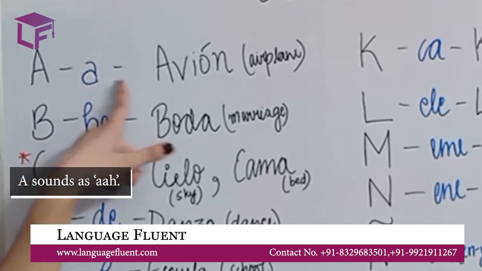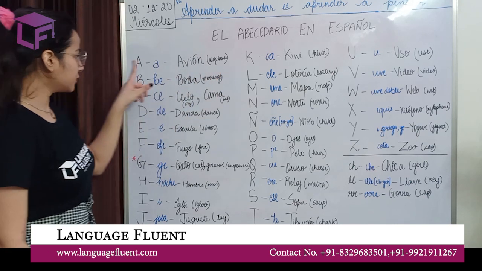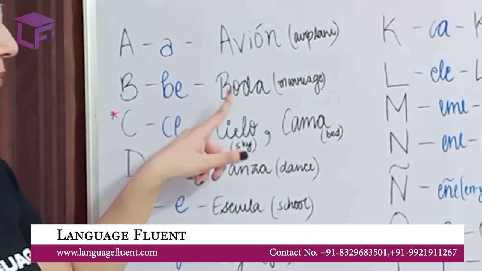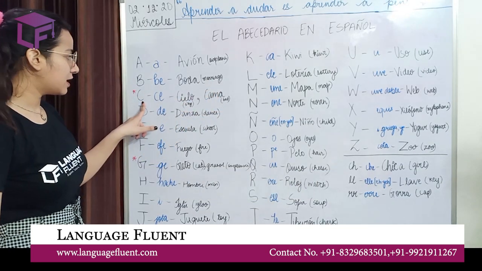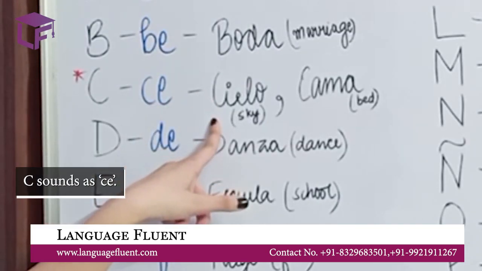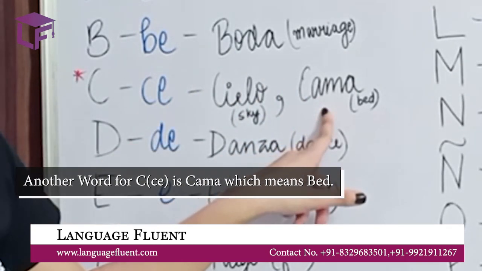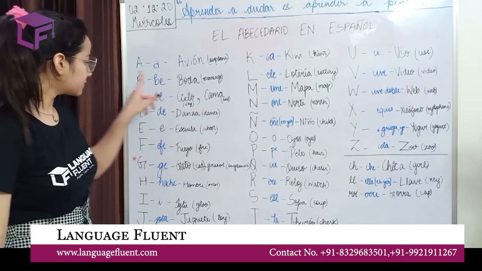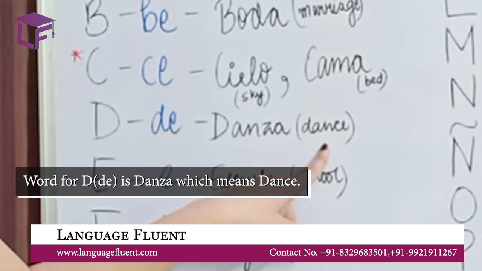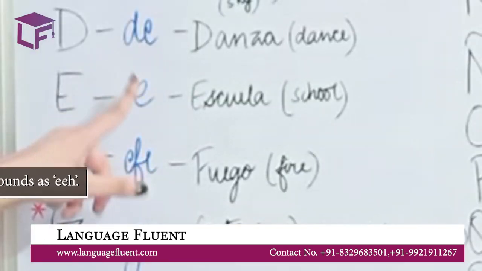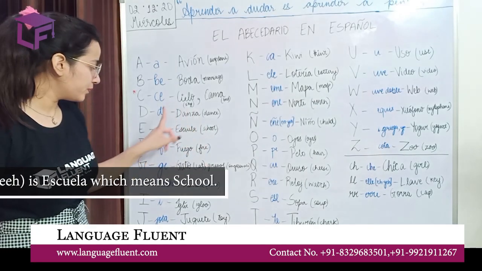A de avión, which means airplane. B de boda, which means marriage. C de cielo, which means sky. Y C de cama, which means bed. D de danza, which means dance. E de escuela, which means school.